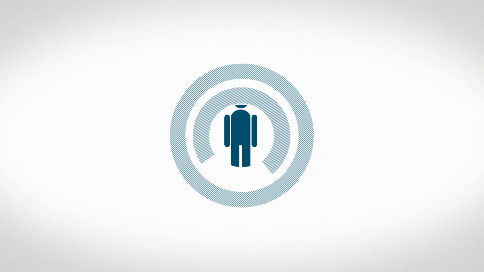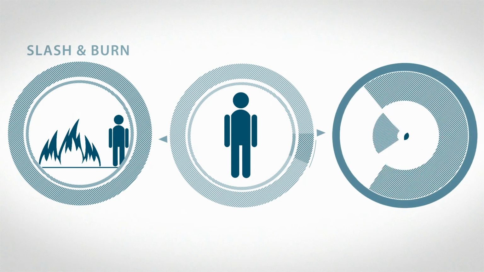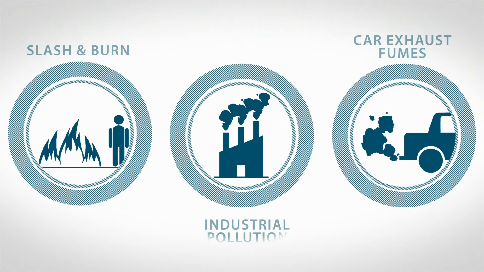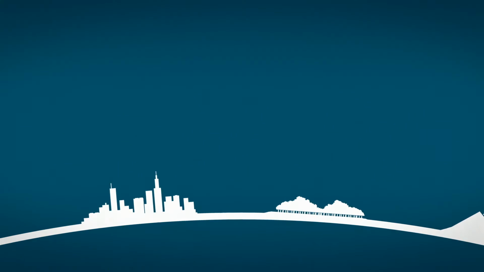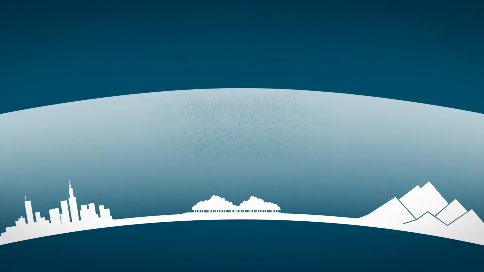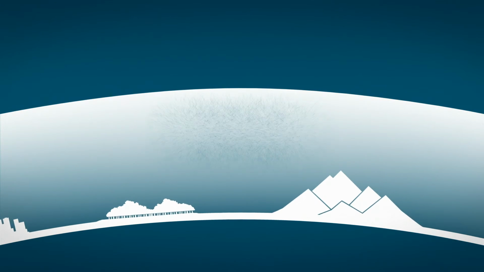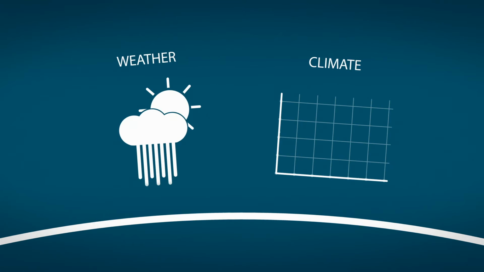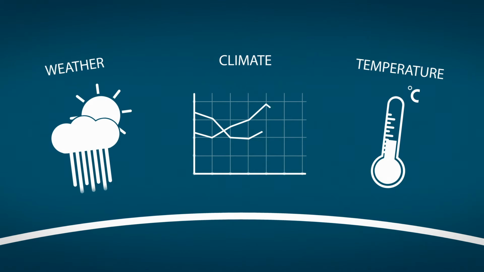But they can also be man-made, like slash and burn, car exhaust fumes, or industrial pollution. These particles in our Earth's atmosphere are called aerosols. Our weather, climate, the whole thermostat of our planet, and of course ourselves, are influenced by aerosols.